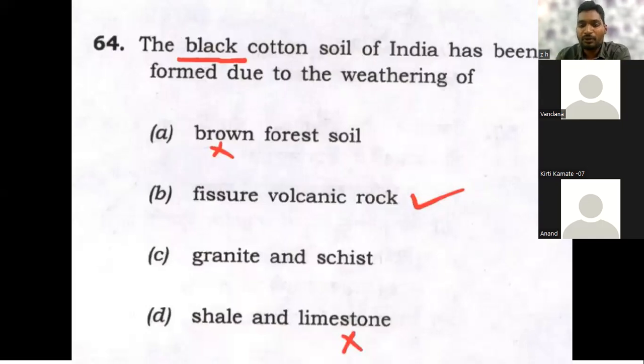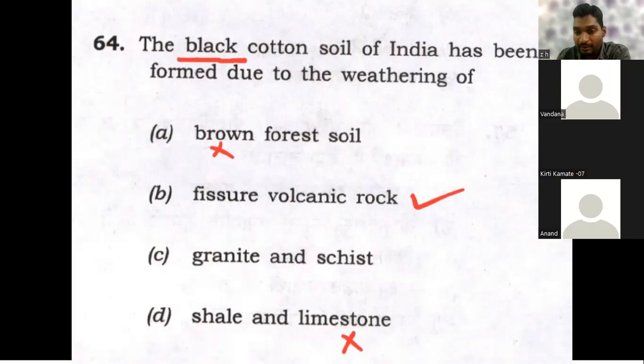Option A, brown forest soil. Option D, shale and limestone. Now, limestone, quite naturally, we relate it to white color. Limestone, option D, is eliminated. Option A, brown forest soil, is again automatically eliminated. You are left with option B and option C. And here, what are you more likely to mark? You are more likely to mark granite and schist or fissure volcanic rock. Most of you would mark option B, fissure volcanic rock, as per the understanding of the language of the question.